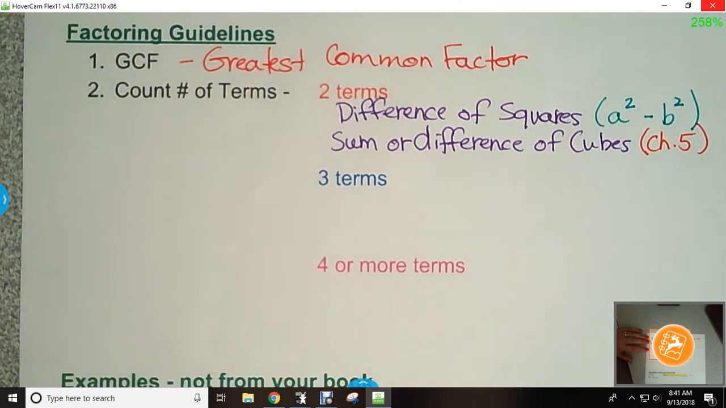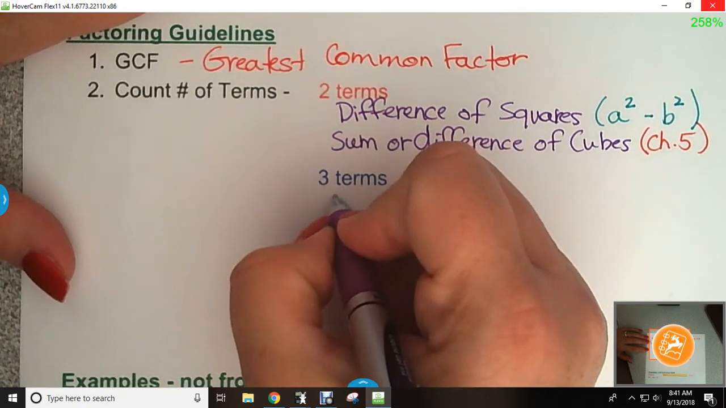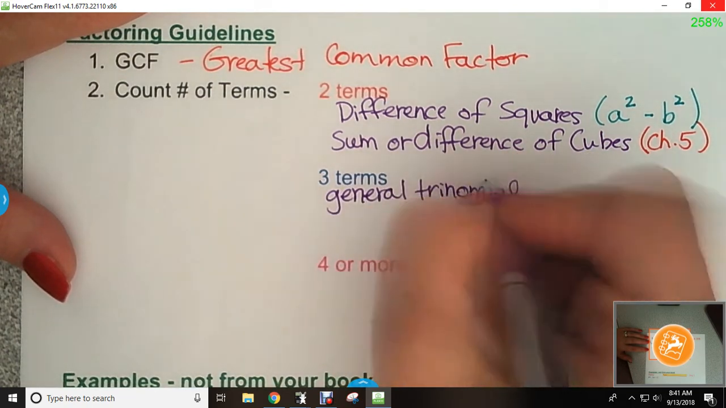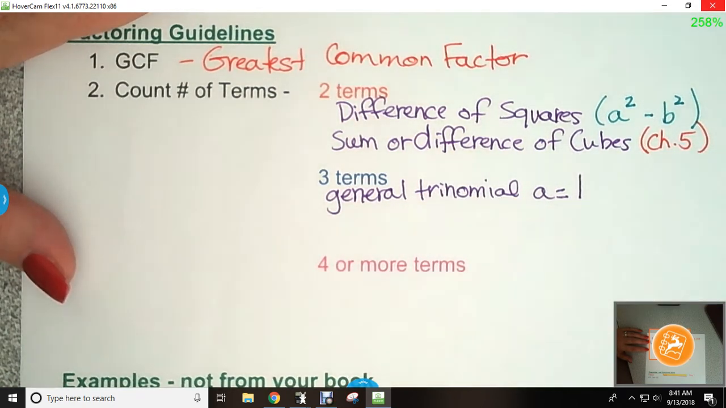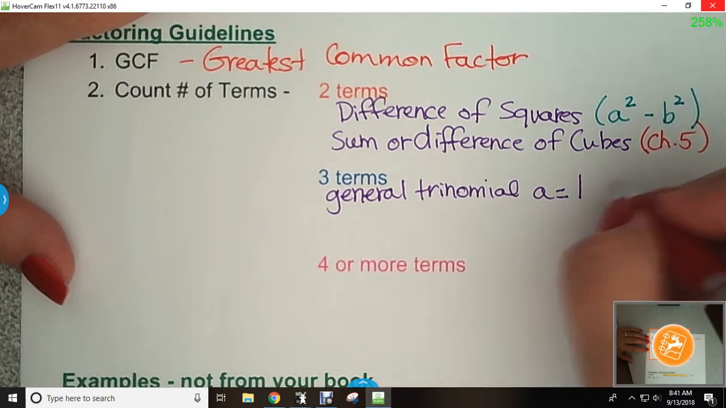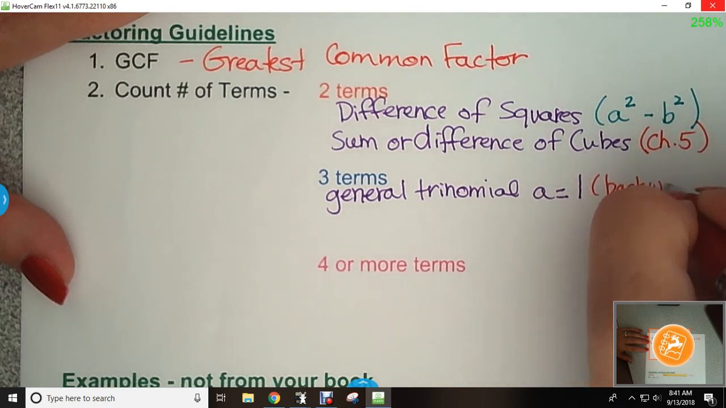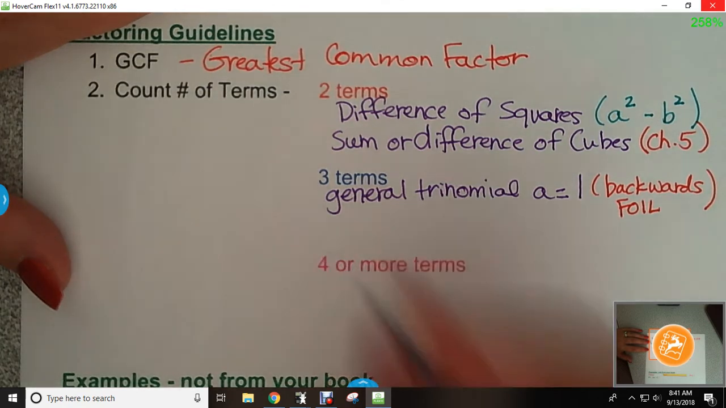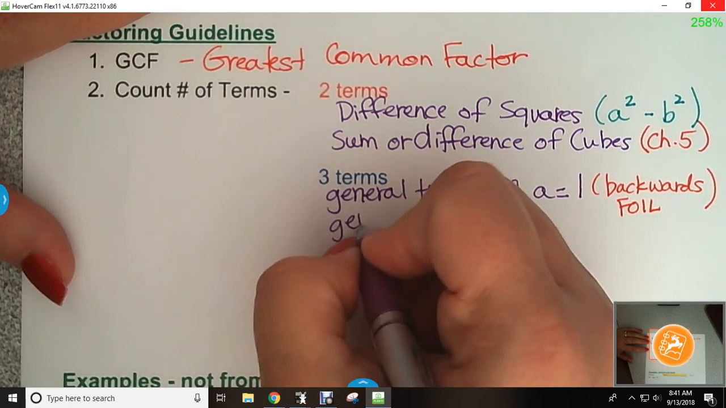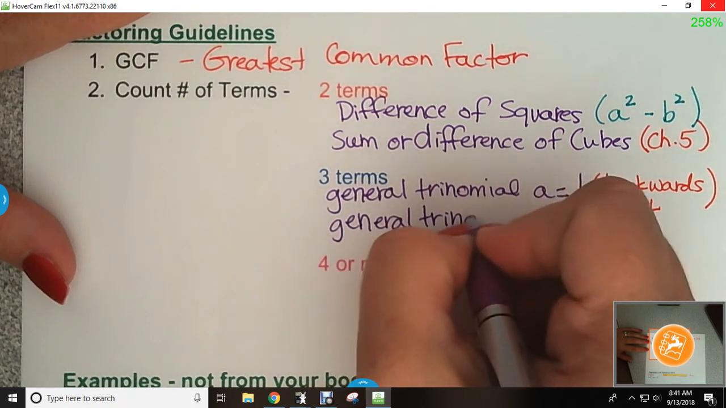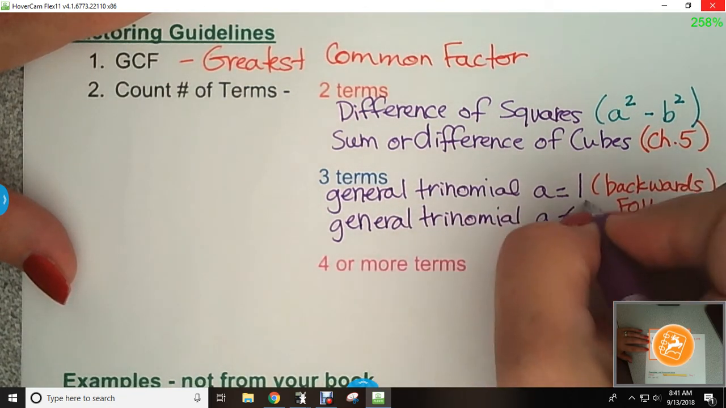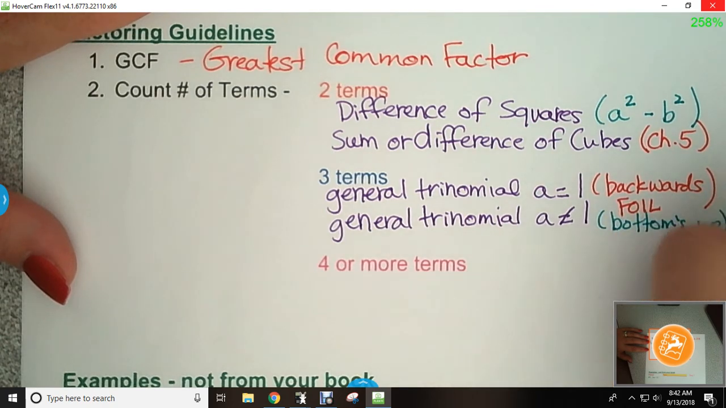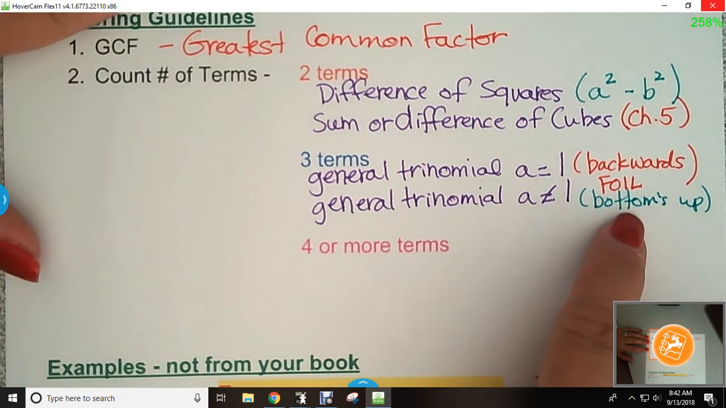Then, if you have 3 terms, there are 3 different types of factoring you might do. The first might be just a general trinomial, and that is when A is equal to 1. Now, this is basically like backwards FOIL. The other is going to be a general trinomial when A does not equal 1. The method for that, here's what I call it. I call that bottoms up. And you'll see how that works in just a few minutes, and I'll explain why I call it that.